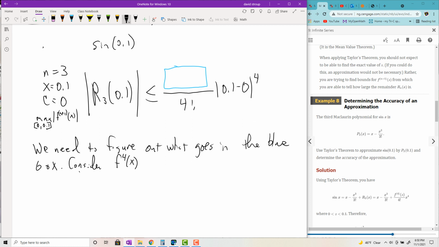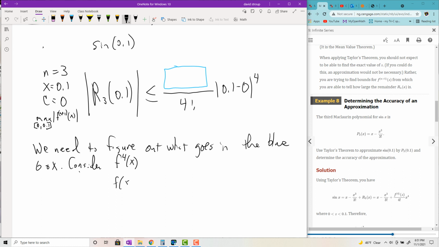Honestly, it's either going to be sine, cosine, negative sine, or negative cosine. And for all those functions, the maximum will be 1. So you could literally just put a 1 in that blue box and you'll probably be right. You could be a little more technical about it and say, okay, the fourth derivative, it's an absolute value, so it's either going to be cosine or sine, right?